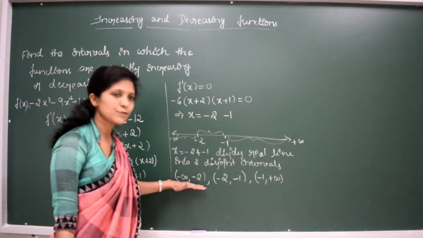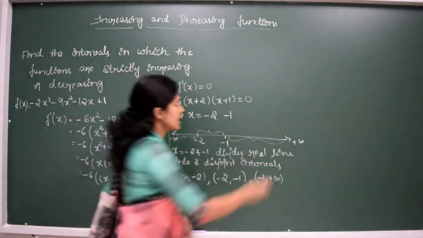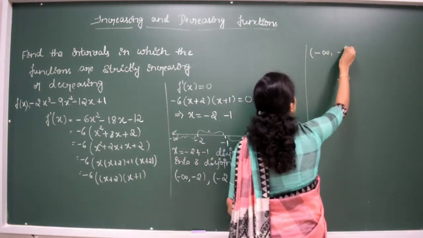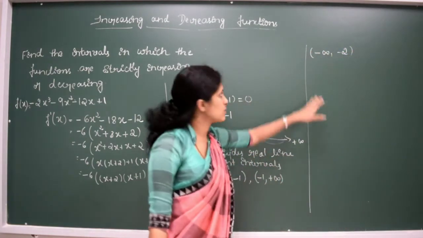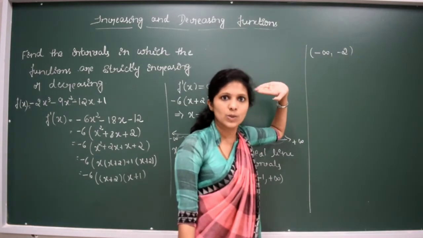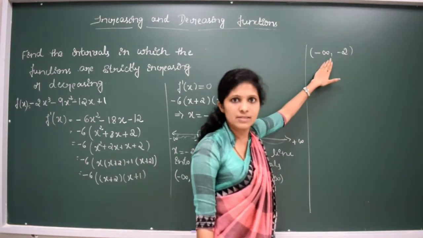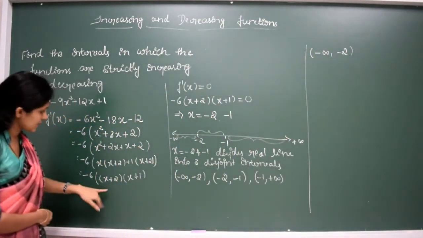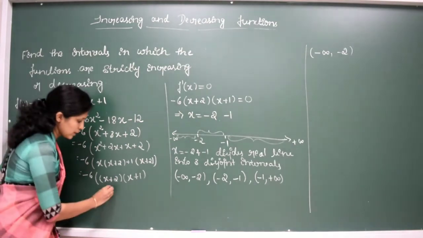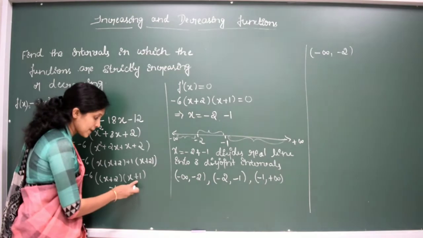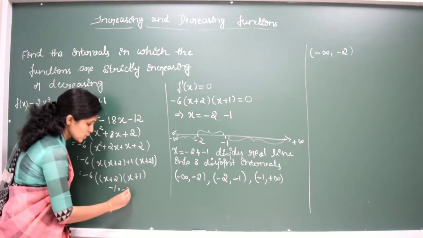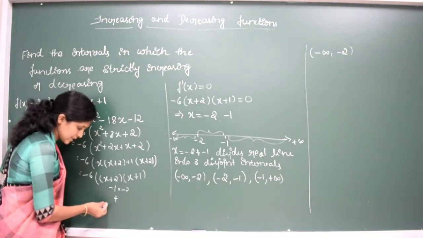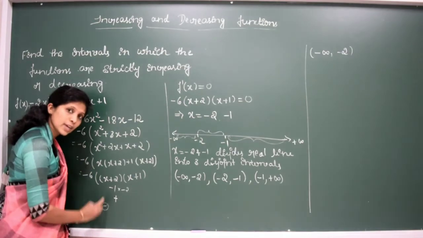Now you have to check where the function is increasing and where it is decreasing. We will consider the first interval, minus infinity to minus 2. This means all the negative values less than minus 2 are included. Any value you can consider; I will consider minus 3. If I substitute minus 3, what happens? Minus 3 plus 2 is minus 1, and minus 3 plus 1 is minus 2. Minus into minus is plus, and plus into minus is minus. So we got the value of f dash of x as negative.